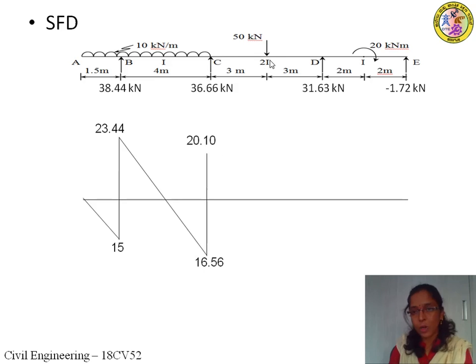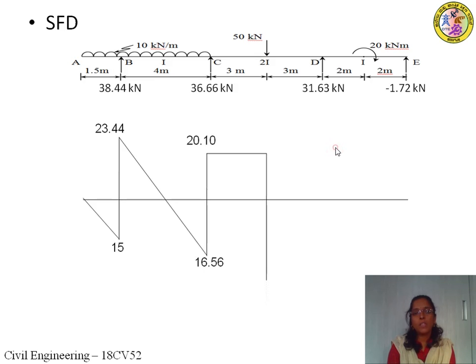Next, let us take this as point F. If we take it as F, shear force to the left of F, we don't have any force or loads in between right of C to left of F. Therefore, shear force will be constant in between right of C to left of F. Next, shear force to the right of F, we have a downward force of 50 kilonewton. Therefore, plus 20.1 minus 50, that will be equal to minus 29.9 kilonewton. That is the shear force to the right of F.